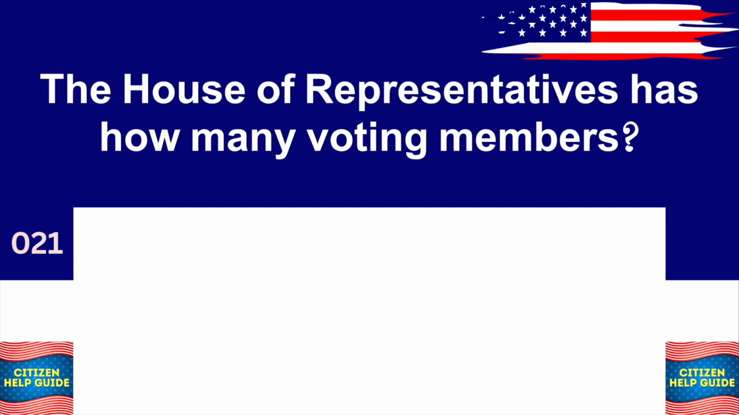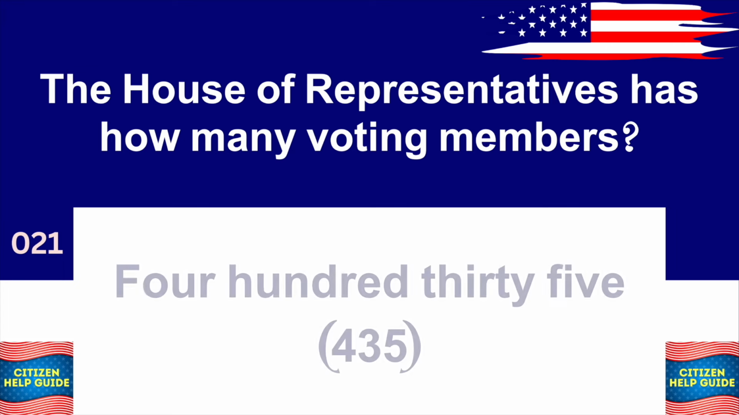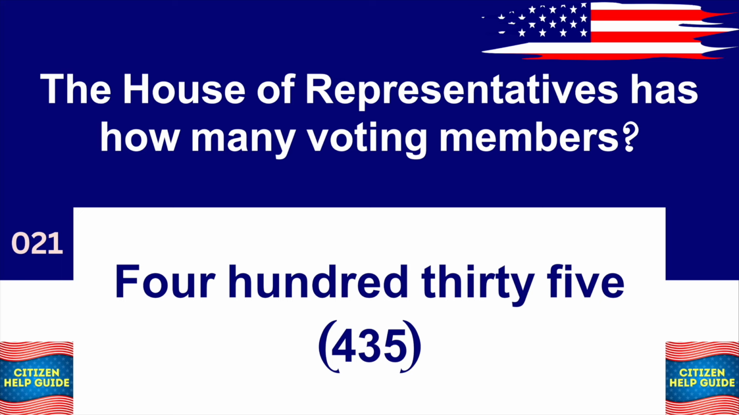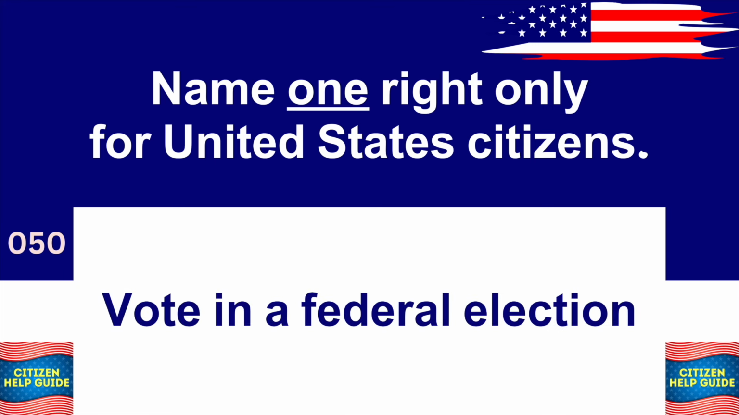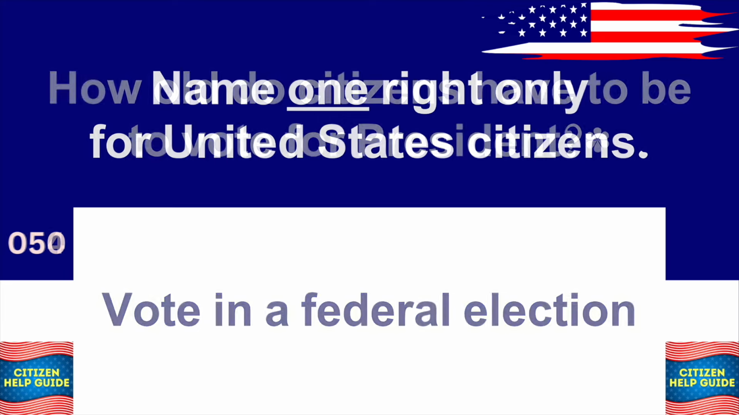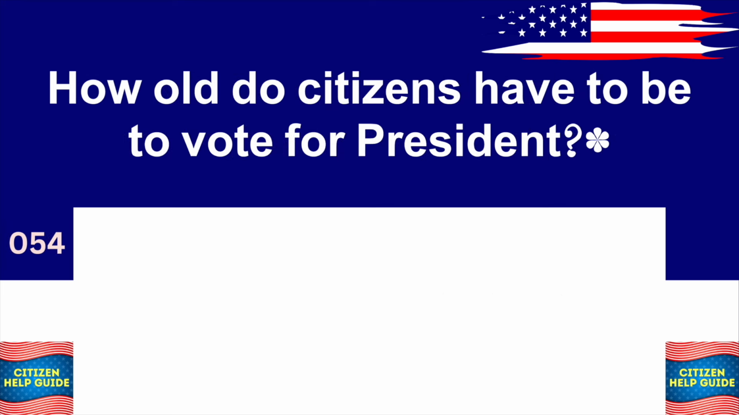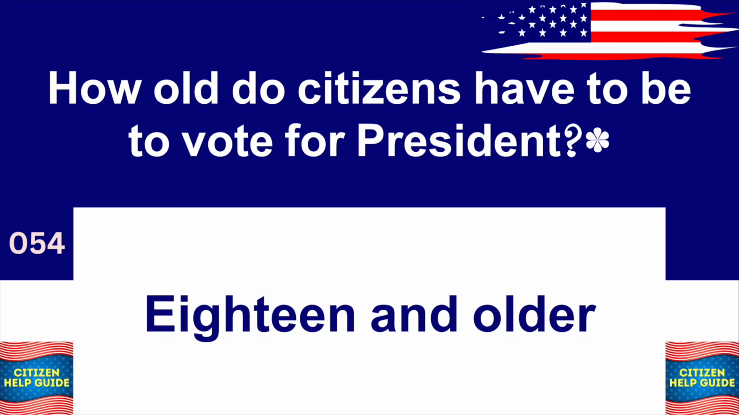The House of Representatives has how many voting members? 435. Name one right only for United States citizens. Vote in a federal election. How old do citizens have to be to vote for president? 18 and older.